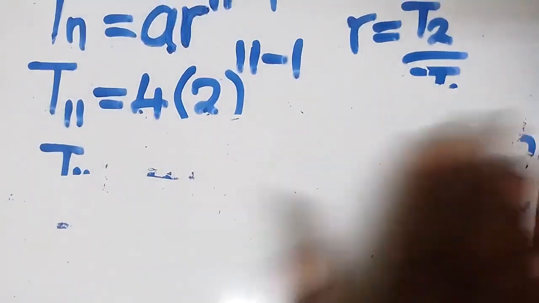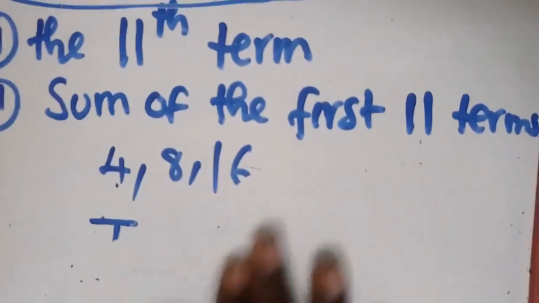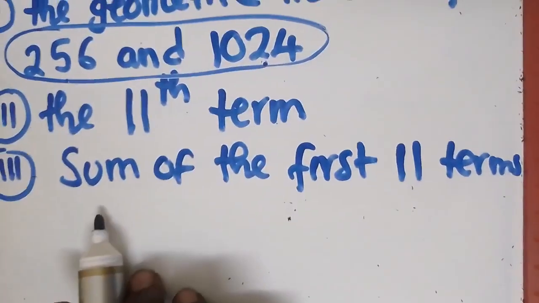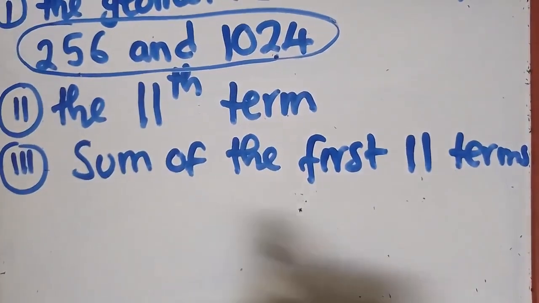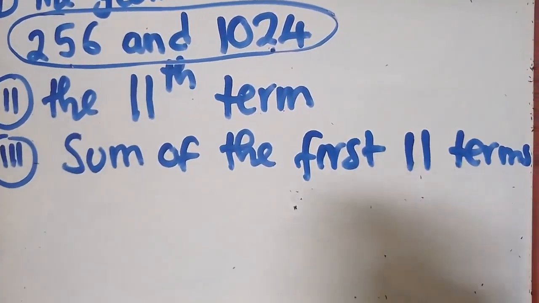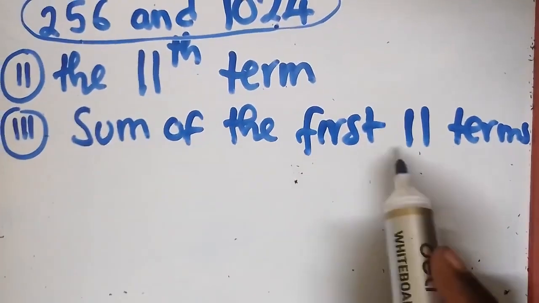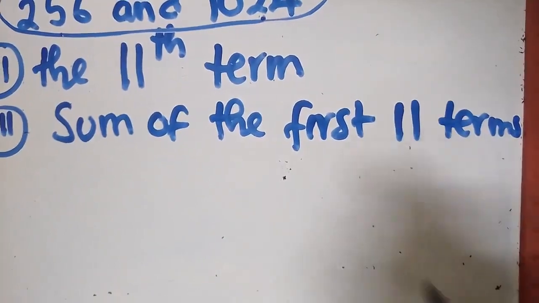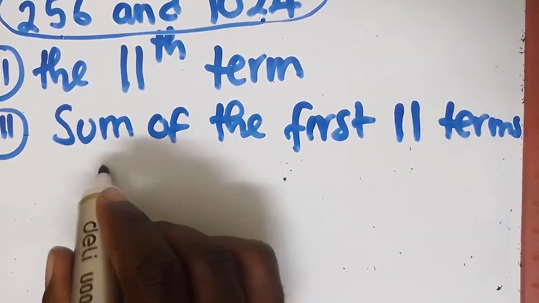So we move to the other question. Let us move to the last question in this. So the 11th term was 4096. How is the question saying? Sum of the first 11 terms. So I want to find the sum of what? First 11 terms. First thing you need to consider whenever you want to find the sum of the first 11 terms is the common ratio.